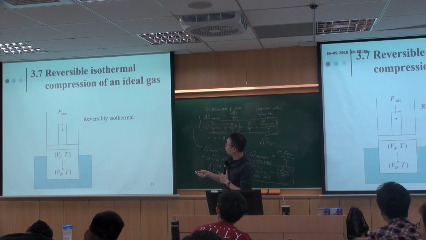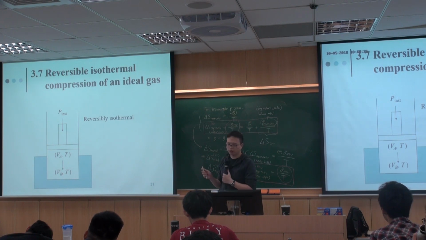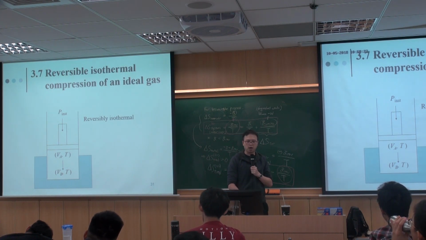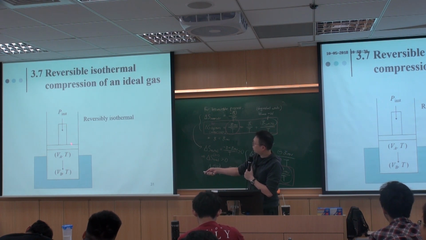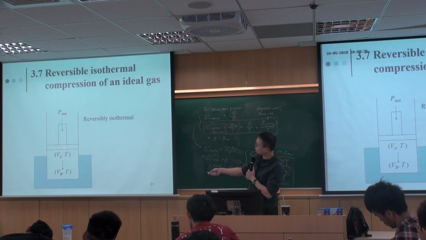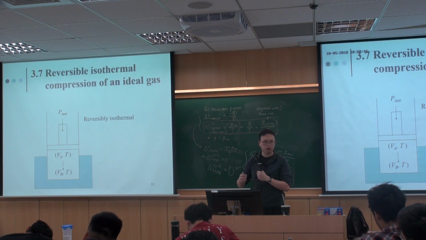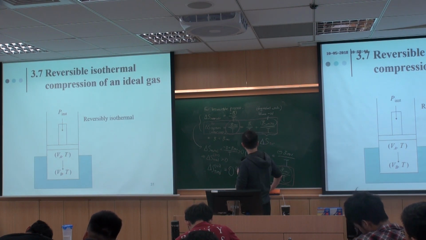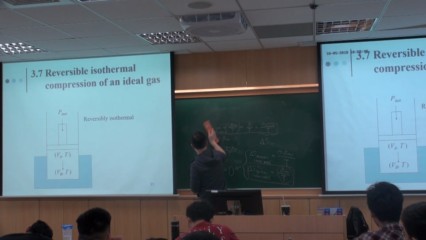So it is reversibly isothermal, which means that the temperature is kept at a constant, and we have a pressure enforced onto the system to make the volume decrease from VA to VB. So it's a decrease in terms of volume. So I guess I can remove these.